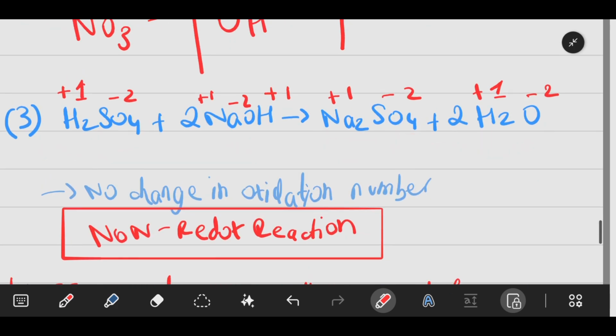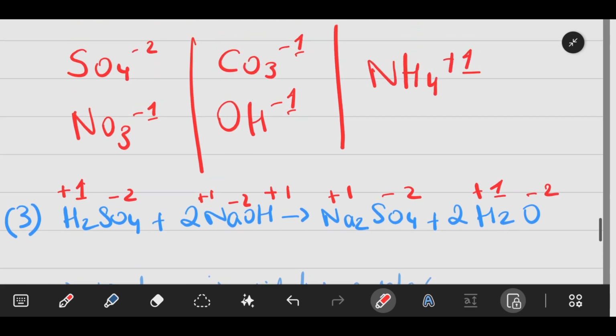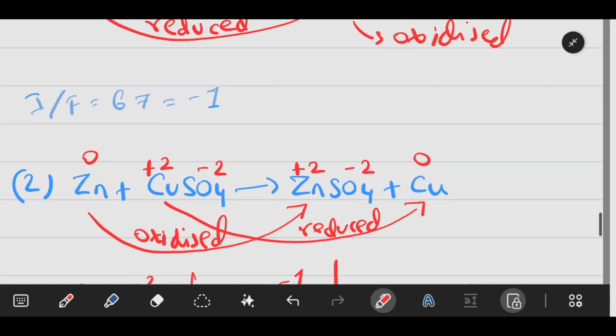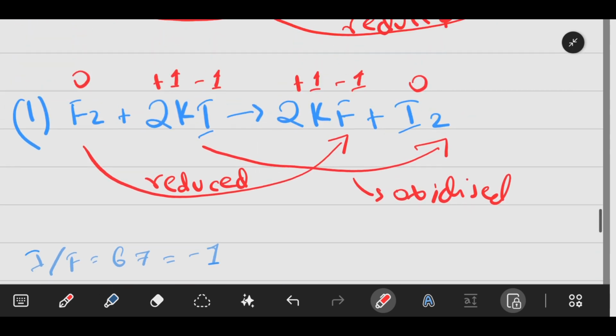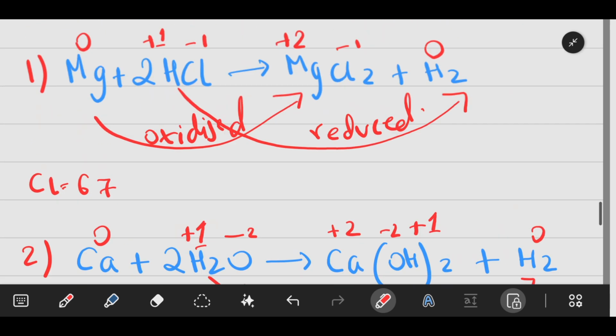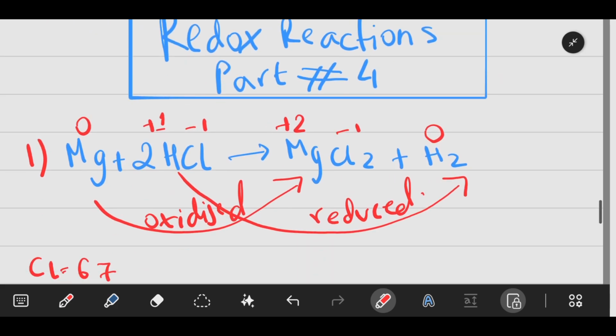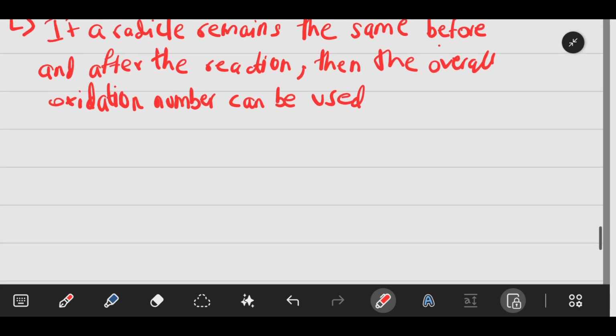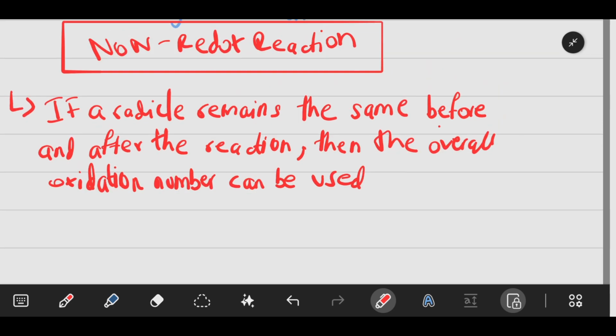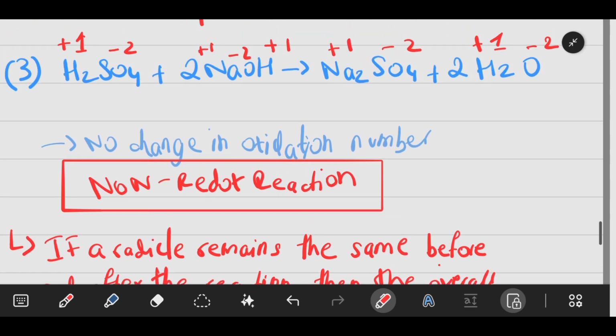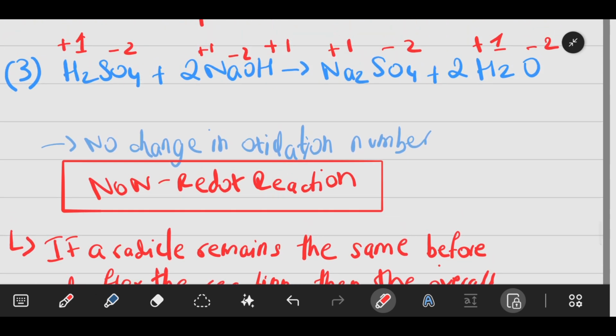If we compare the previous reactions, which were redox reactions, there were elements involved. For example, in this reaction, zinc was an element, copper was an element separately. In this reaction, fluorine was present, iodine was present as well. Going further above, calcium was present, hydrogen was present. So as you can see, there is always an element involved in a redox reaction. I guess we can now draw a conclusion that there were no elements present in this, and because there were no elements present, it was a non-redox reaction.